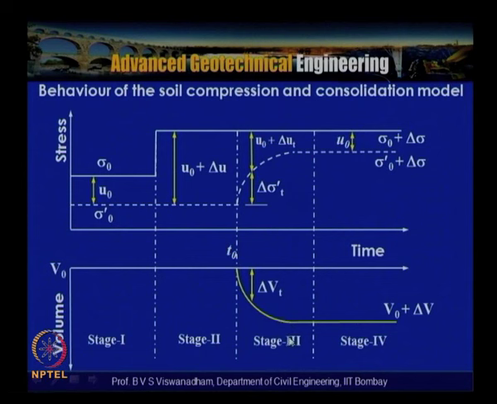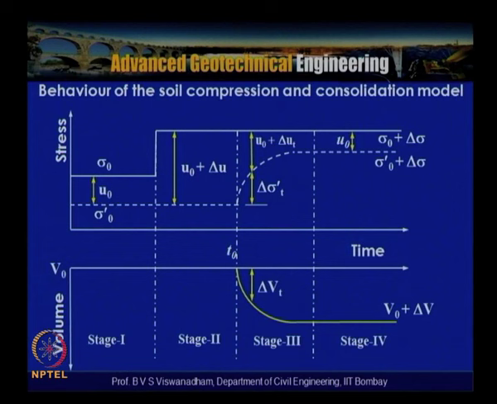That volume change is nothing but the settlement, and this process is the consolidation process. So at the end of the consolidation process, sigma naught dash plus delta sigma is the new effective stress, and U naught is the original hydrostatic pressure, if the water table remains constant. So if you have a soil deposit subjected to loading, it takes a period of time to transfer the load to the effective stresses, and the effective stress reaches sigma naught dash plus delta sigma at the end of the process of consolidation.